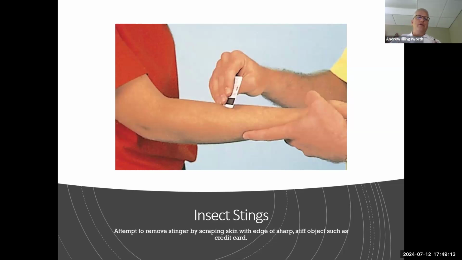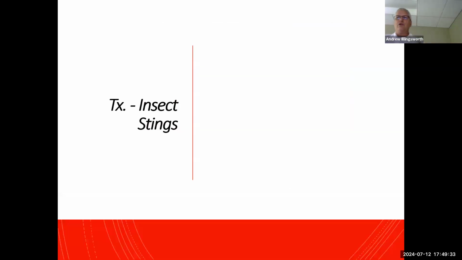Well, you will remove it. I haven't failed yet. Remove the stinger by scraping with the edge of a sharp, stiff object like a credit card or a piece of cardboard, something like that. What you don't want to do is take tweezers and pick it up or use your fingers, because you can actually squeeze it and inject more into the person's body, and that's not good.